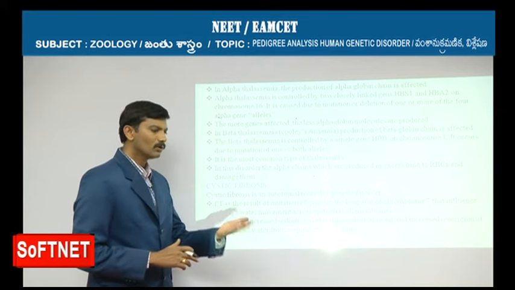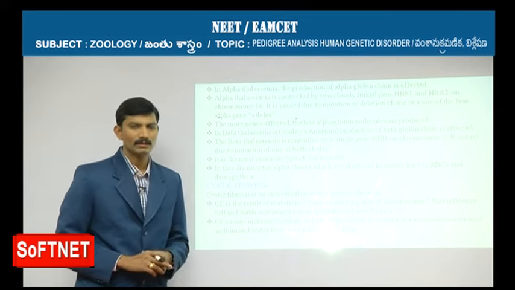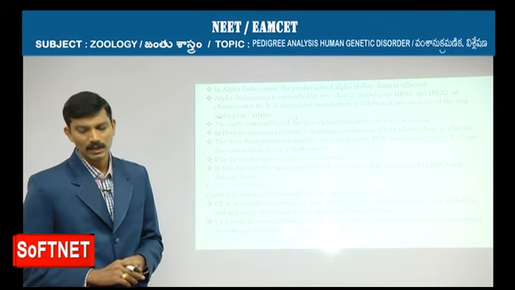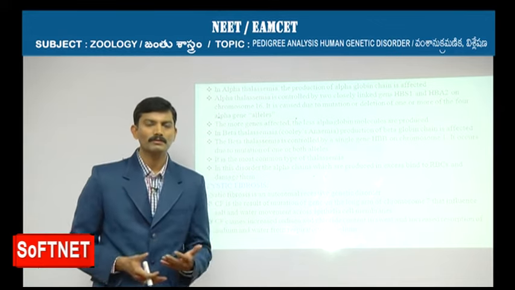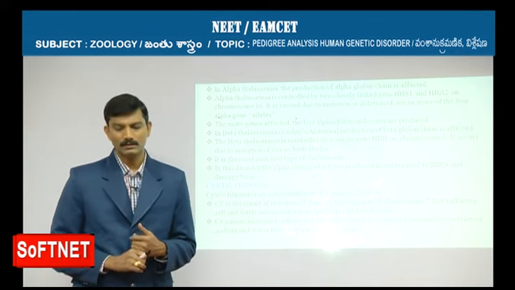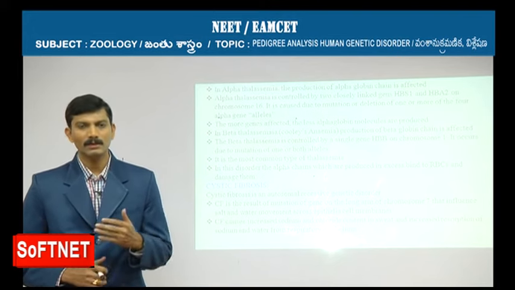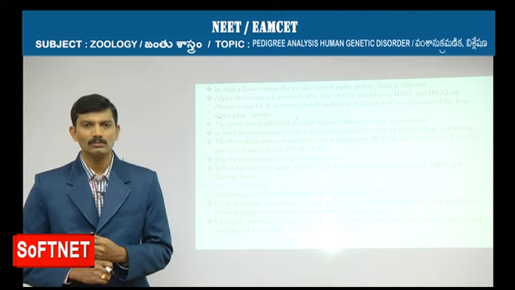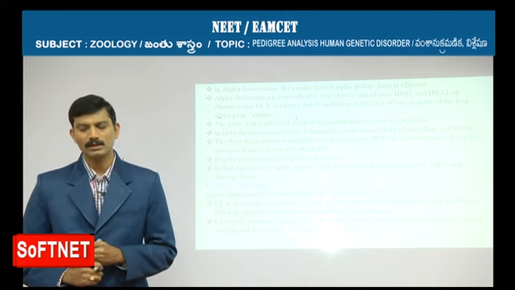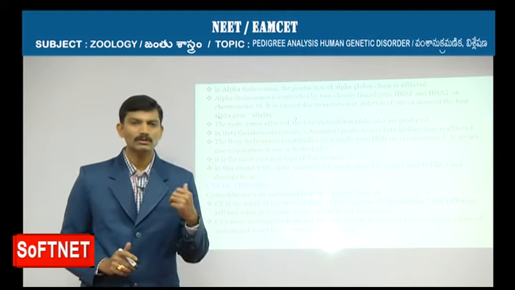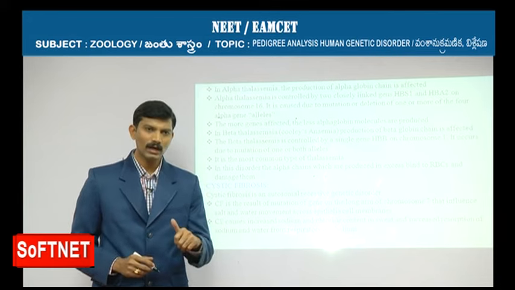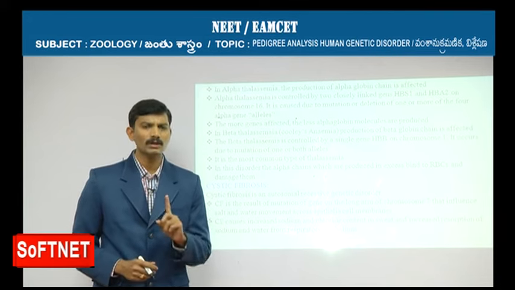Then moving on to beta thalassemia, which is also called Cooley's anemia. The production of beta chains is affected. Beta thalassemia is controlled by a single gene, HBB, located on chromosome 11, which we already studied in the case of sickle cell anemia. It occurs due to the mutation of one or both alleles: the gene is one, the alleles are two.